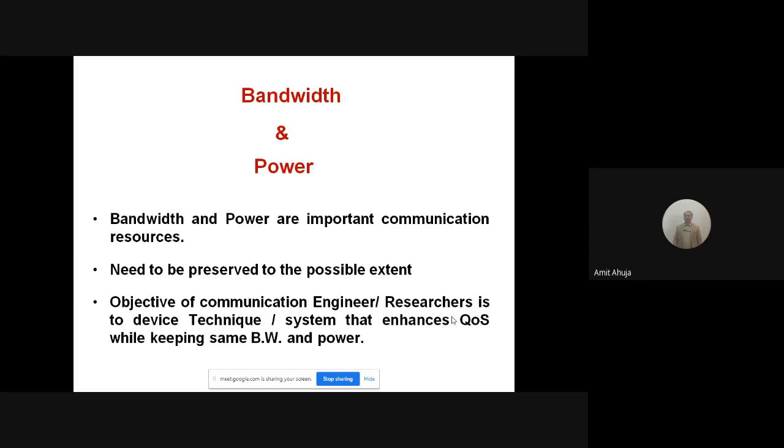So as a communication engineer, we should devise a technology which will improve quality of service without requiring extra bandwidth or extra power at the physical layer. This is one of the important problems for a communication engineer at the physical layer.